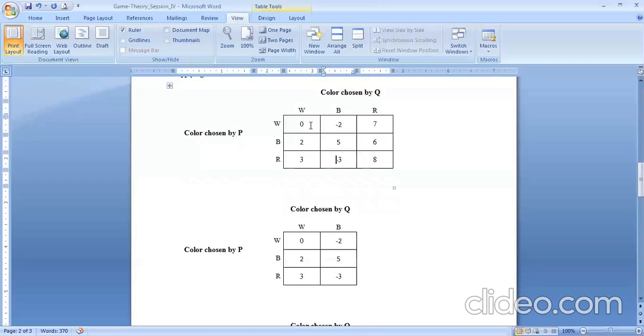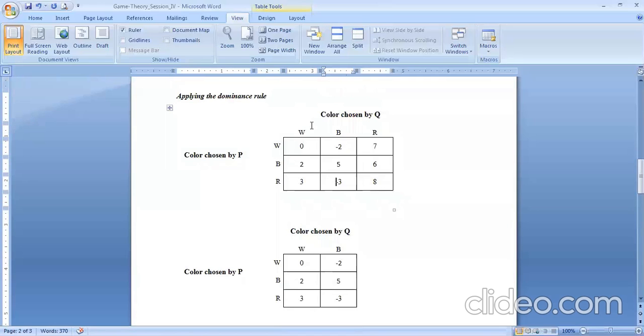Let us make the comparison between the columns. These are the columns, which are the strategies of player Q. Player Q wants to retain the columns which are inferior, and wants to eliminate those which are superior. Why does he want to keep the inferior? Because he wants to minimize his loss. That is why the columns with minimum values are retained, and the columns with maximum values are eliminated. So the elimination is done again by comparison.